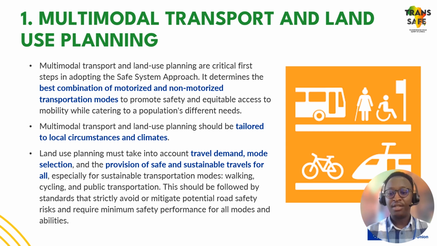Land use planning should take into account 3 things. 1. Travel demand. 2. Mode selection. And 3. Provision of safe and sustainable journeys for all, especially for sustainable modes like walking, cycling, and public transport. Land use planning should be followed by standards that strictly avoid or mitigate potential road safety risks and require minimum safety performance for all modes and abilities.